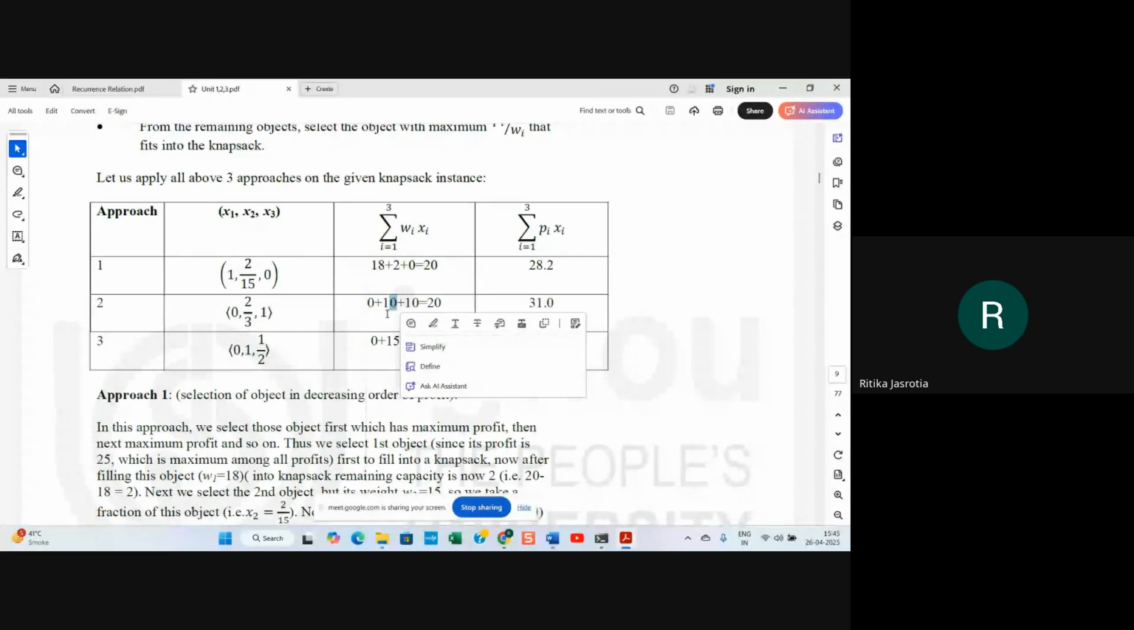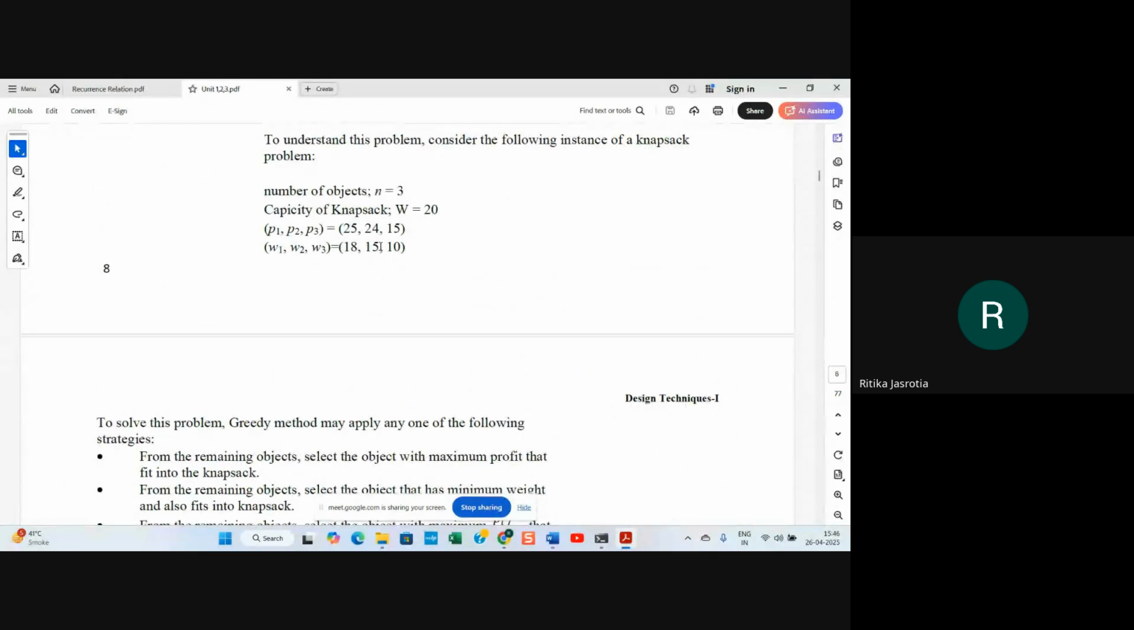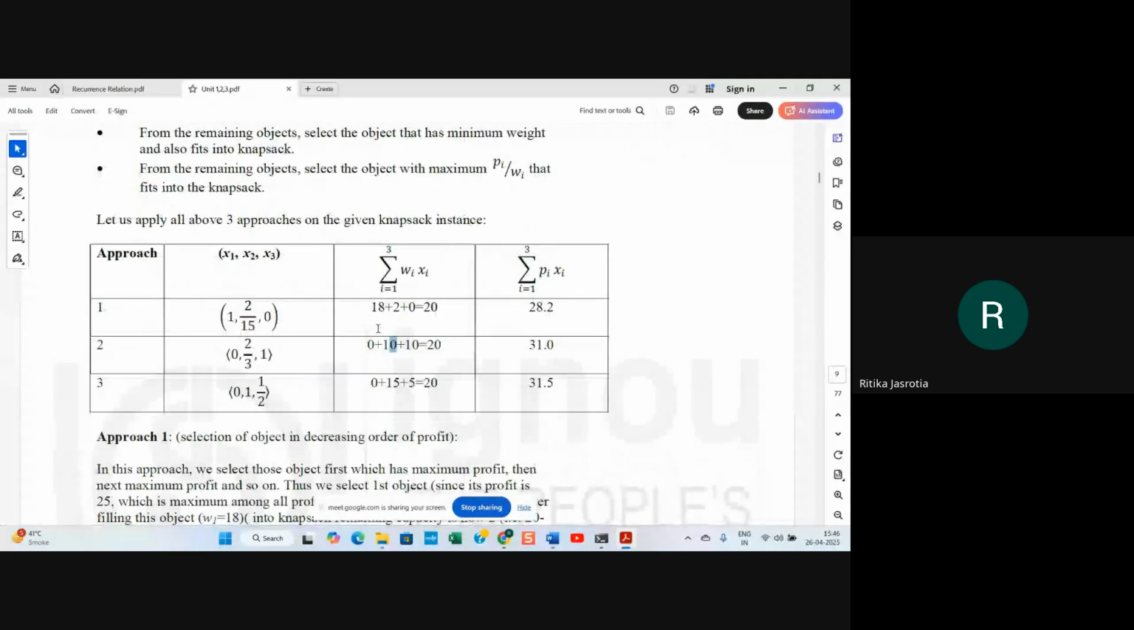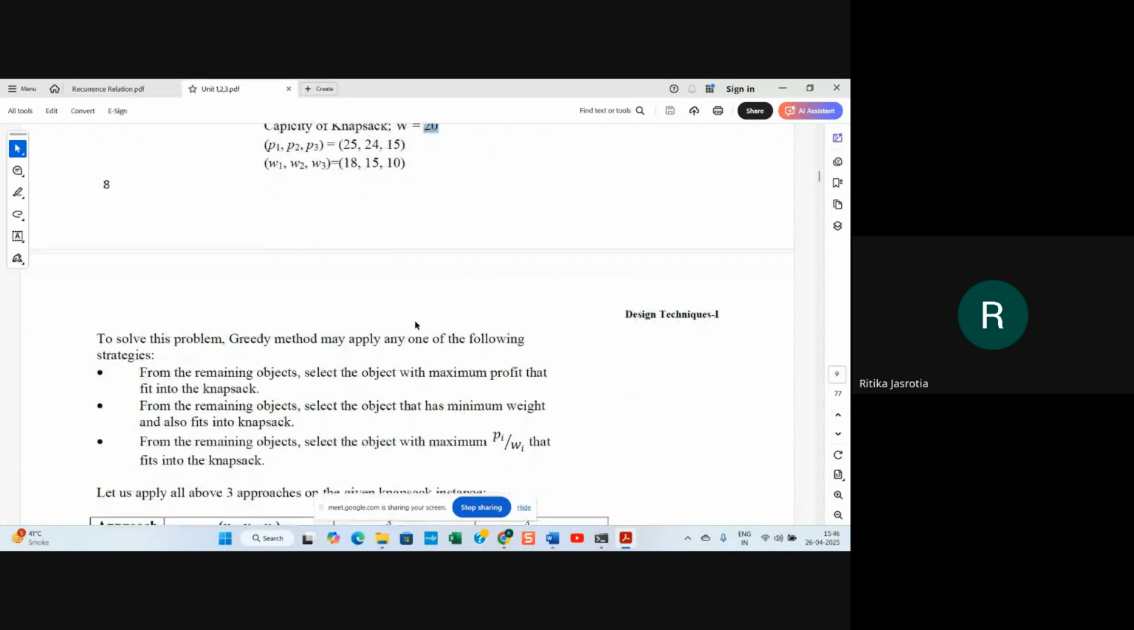If we find the portion, it will be 2 by 3, because from 15 we have used 10, and 5 is remaining. So 2 by 3 portion we have used from this. The last one we are not taking into consideration because we have already filled our weight, right?